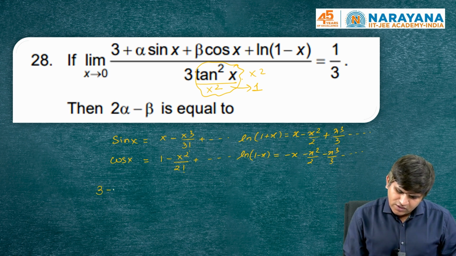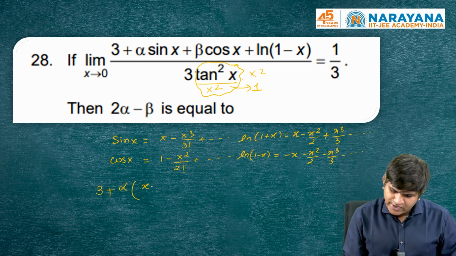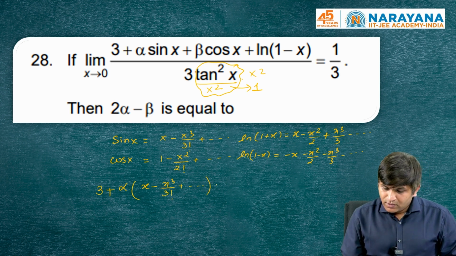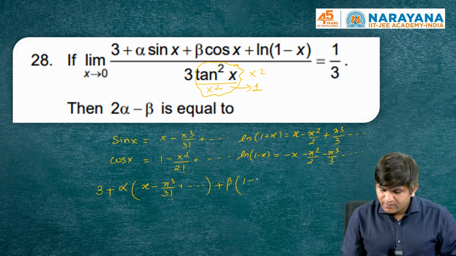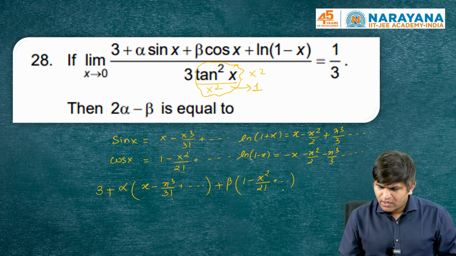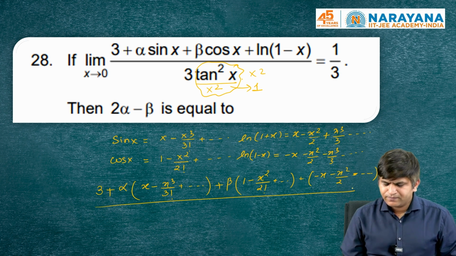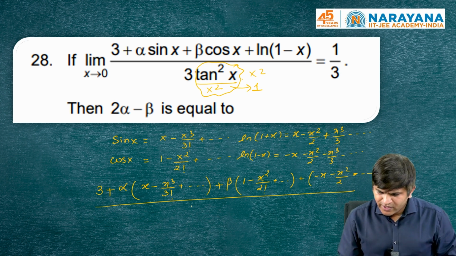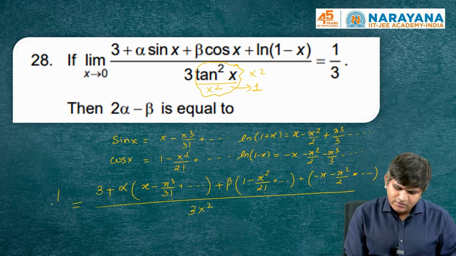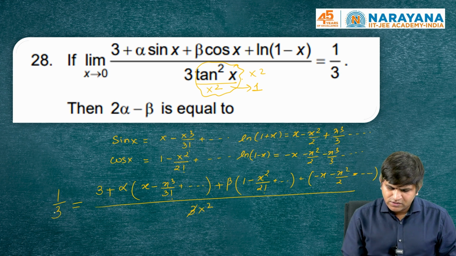So we are getting 3 plus alpha into x minus x cube by 3 factorial, and beta times cos x will be 1 minus x square by 2 factorial, and minus of x minus x square by 2, and the rest of the terms we need not write, and the whole divided by 3x square, and this limit they gave as 1 by 3, so we can cancel this also.